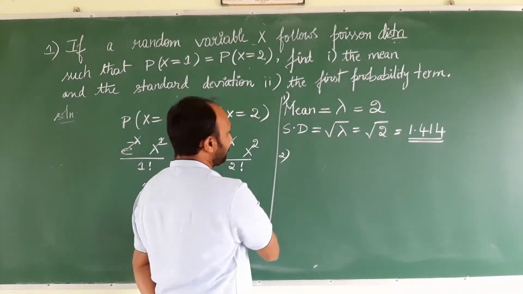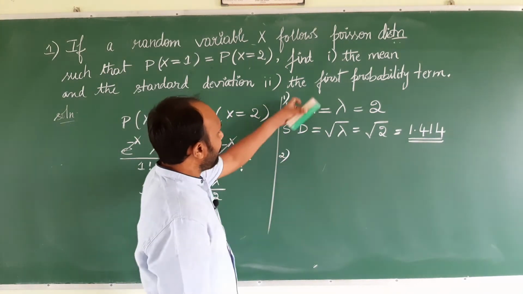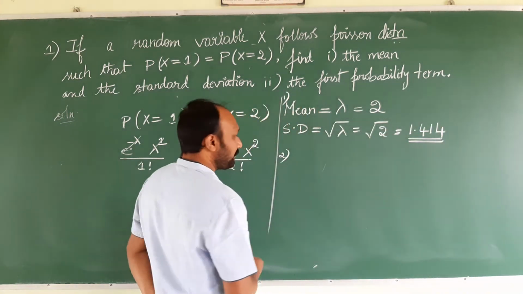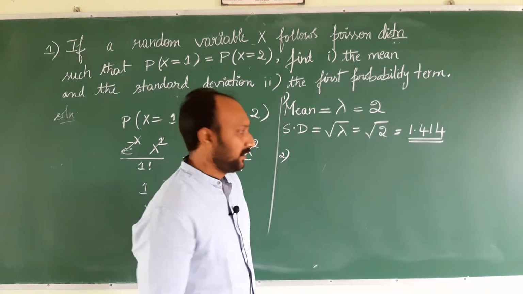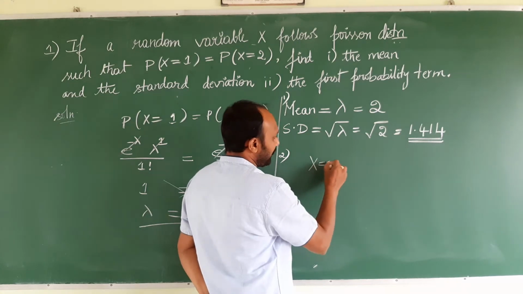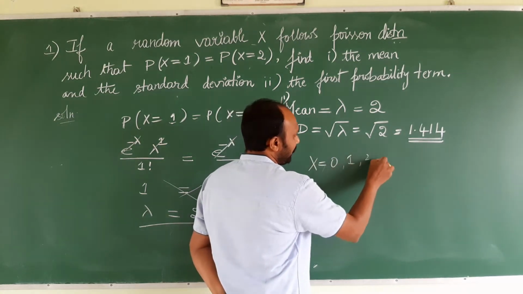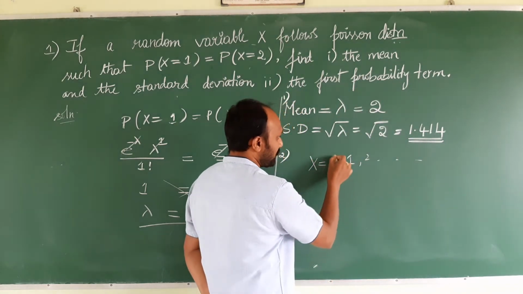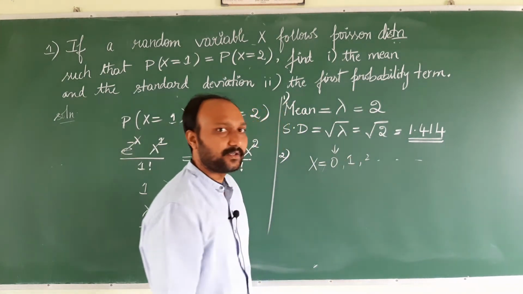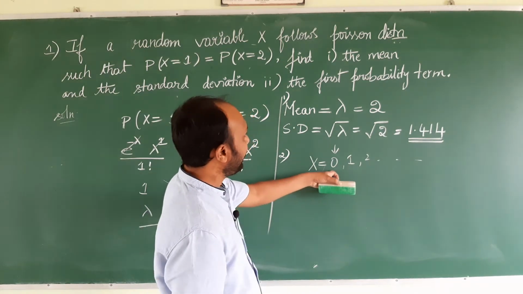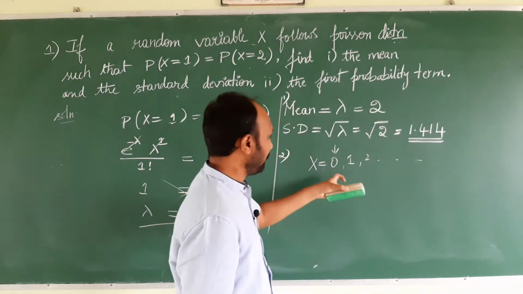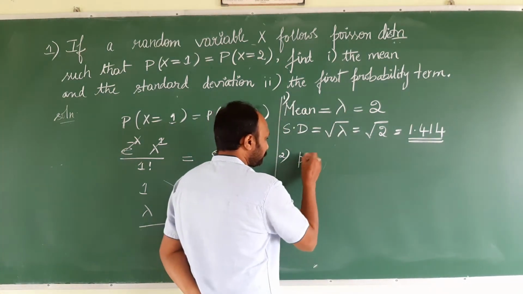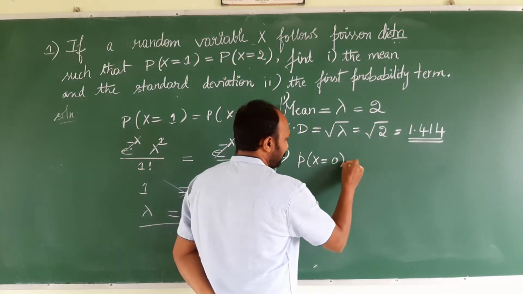Now let us consider the second question. What is the second question? Find the first probability term. What does it mean? The random variable x can take different values starting from 0, 1, 2, 3, it goes on up to infinity. Which is the first term? What is the probability of x taking value 0? So we need to find the first probability term. That is probability of x is equal to 0.